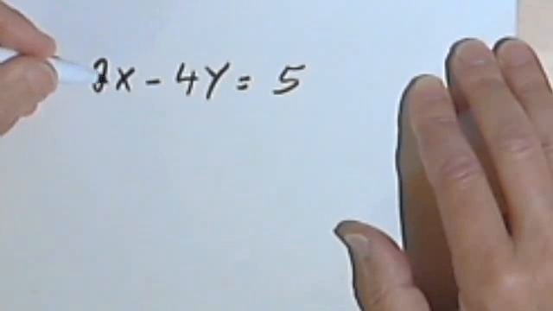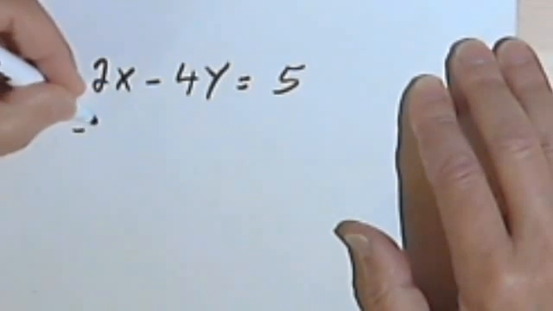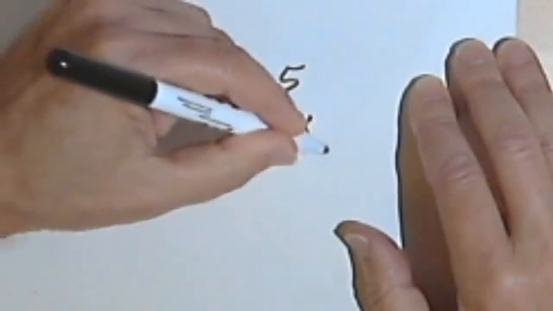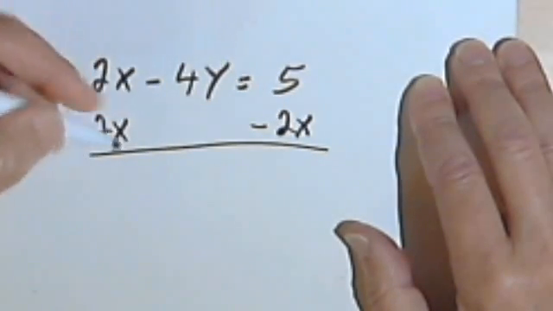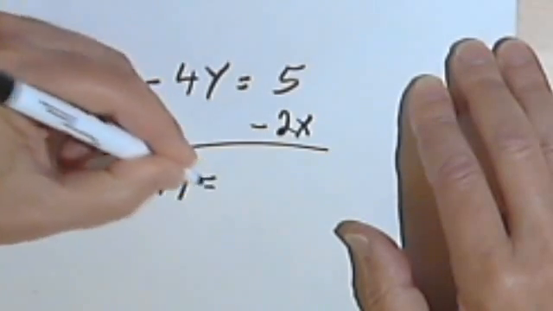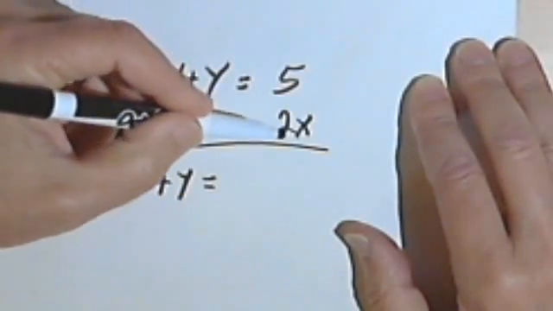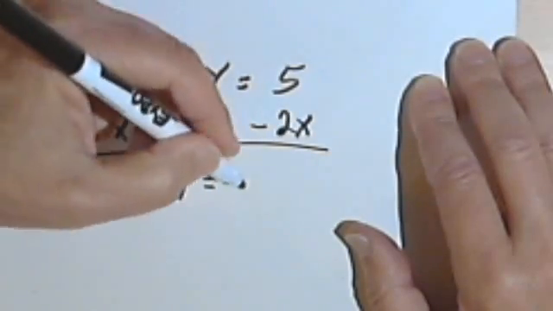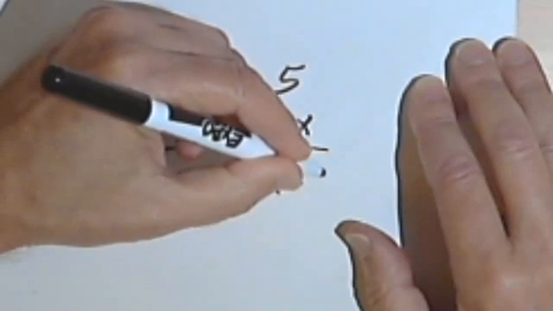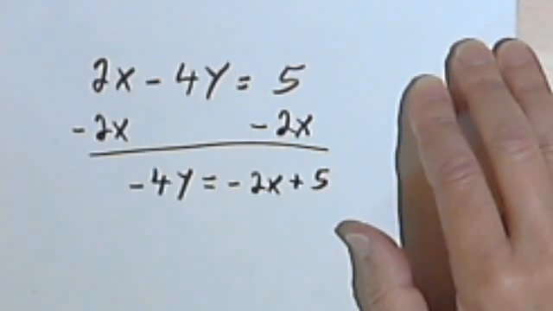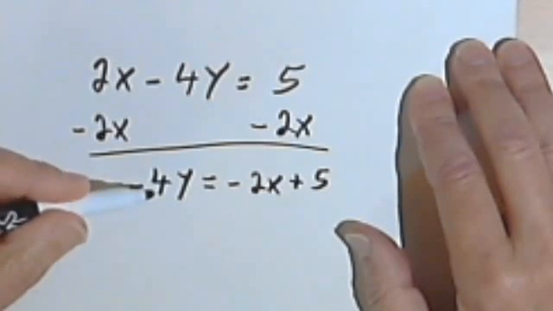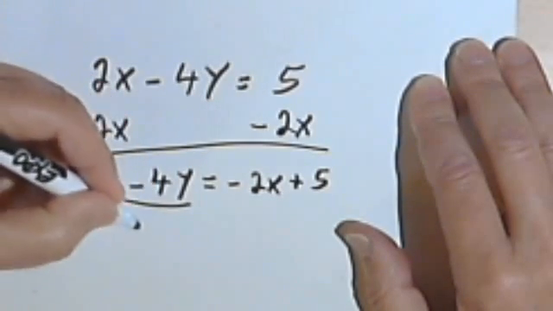Okay, we'll subtract 2x from both sides. Over here on the left, I'll have negative 4y. On the right side, let's start out with the x term. So minus 2x plus 5. And now I want to get rid of this negative 4, so I'll divide everything by negative 4.